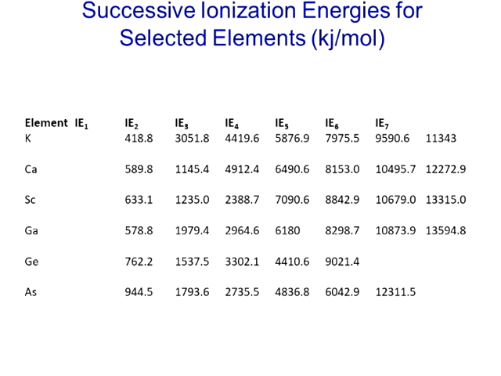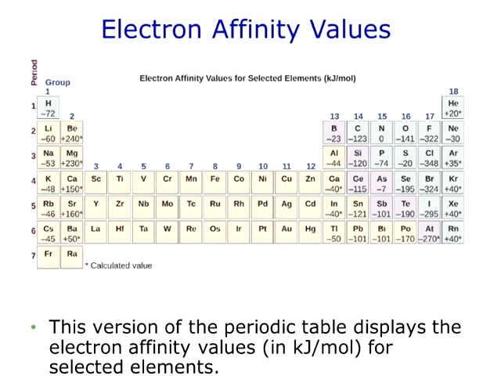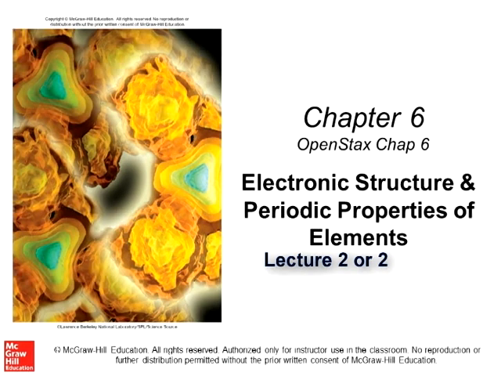And then we give you some reference tables here to take a look at. This is just for you to be aware of. And then we also give you an electron affinity value table. Be aware of it. It comes in handy if you have to do calculations related to electron affinity. And there you have it. That completes Chapter 6, Lecture 2, electronic structures and periodic principles of elements.